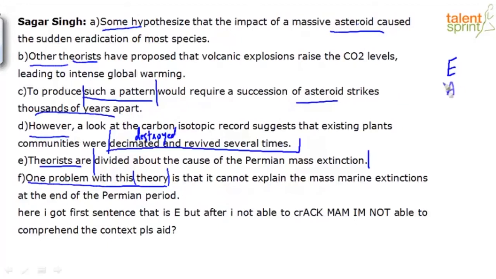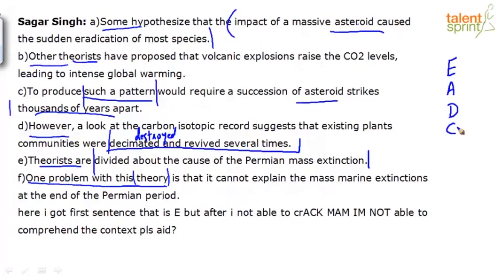So A establishes that one group of people are saying the impact of a massive asteroid caused a sudden eradication of most species. However, when you take a closer look, the pattern is that there is destruction and then back to life, but it is happening several times. To produce such a pattern, with destruction and revival happening again and again, would require a succession of asteroid strikes thousands of years apart. E, A, D, C, and then we have the remaining ones. Who are the remaining ones?